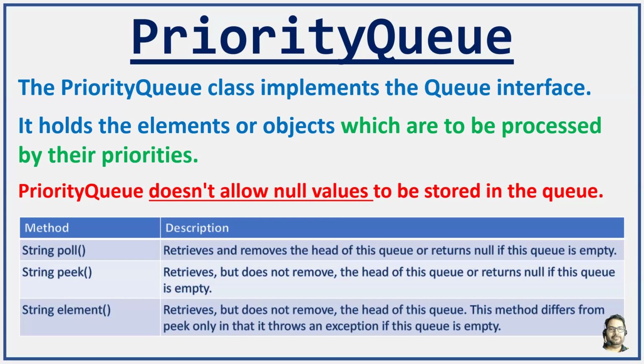Now, element retrieves but does not remove the head of the queue. This method differs from peek only in that it throws an exception if the queue is empty. So the difference between the peek method and element is that peek returns the head element from the collection, and if the queue is empty, it returns null. But in the case of element, it also does the same thing, does not remove the element, it retrieves the head of the queue, but if the queue is empty, it throws an exception.